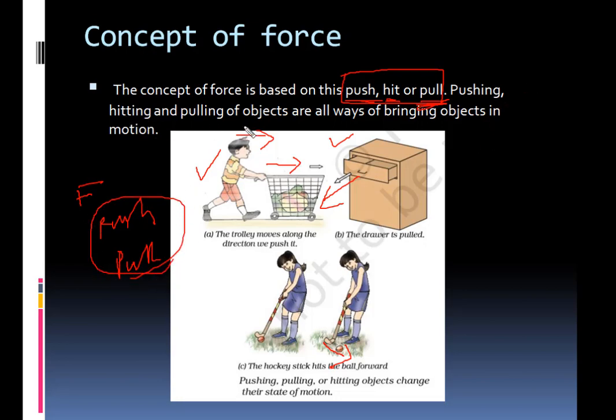Pushing, hitting and pulling of objects are all ways of bringing an object into motion. Earlier the trolley was at rest. When the boy pushes it, the trolley starts moving. That means the boy is applying a certain amount of force to the trolley. Earlier the drawer was at rest. When someone pulls it, it starts moving and changes position. When the girl hits the ball, it starts moving in the forward direction. So all these are examples of application of forces.